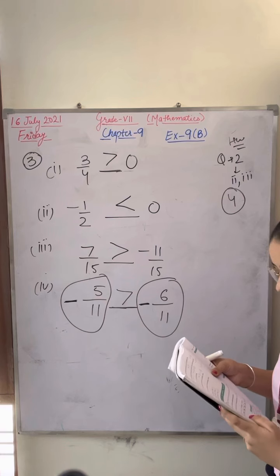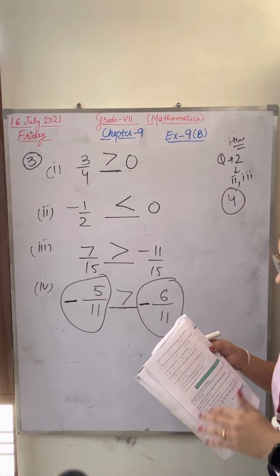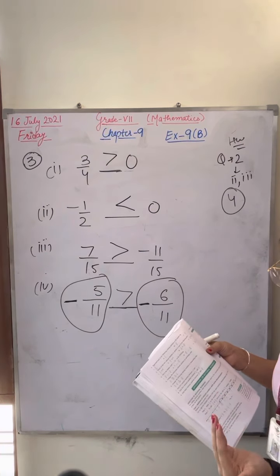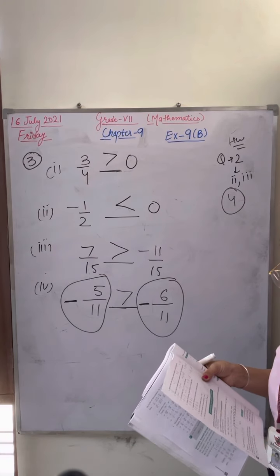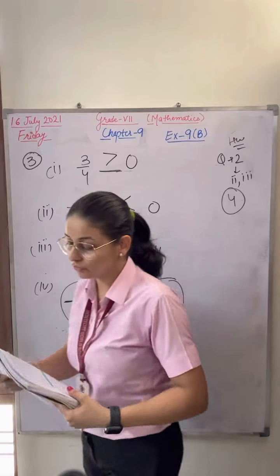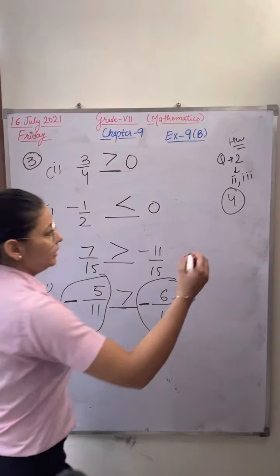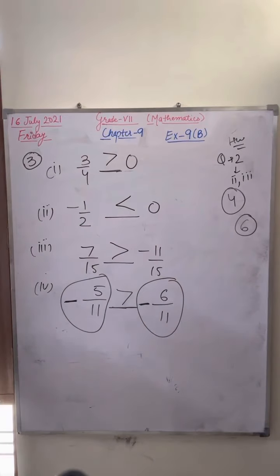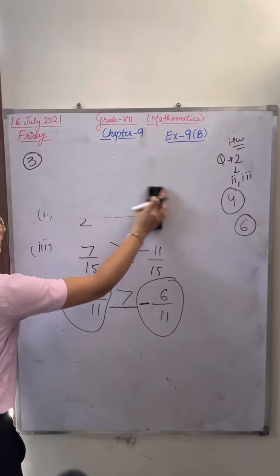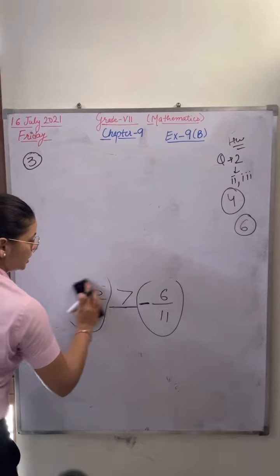Now, let me start the fifth question. The fifth question is ascending order. The sixth question is descending order. I'll tell you one order in the class. As for the time, we have to check the time also. I'll do the fifth question. The sixth question will be your homework.